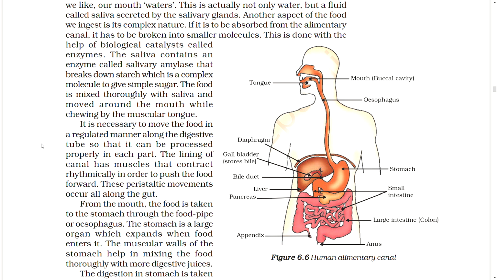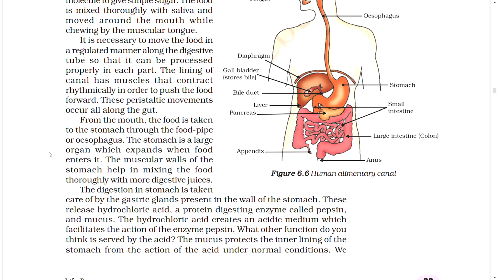It is necessary to move the food in a regulated manner along the digestive tube so that it can be processed properly in each part. The lining of the canal has muscles that contract rhythmically in order to push the food forward. These peristaltic movements occur all along the gut. From the mouth, the food is taken to the stomach through the food pipe or esophagus. The stomach is a large organ which expands when food enters it. The muscular walls of the stomach help in mixing the food thoroughly with more digestive juices.